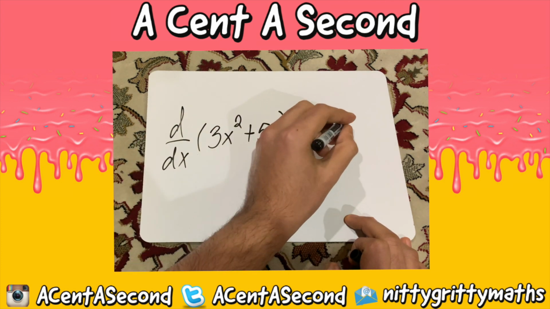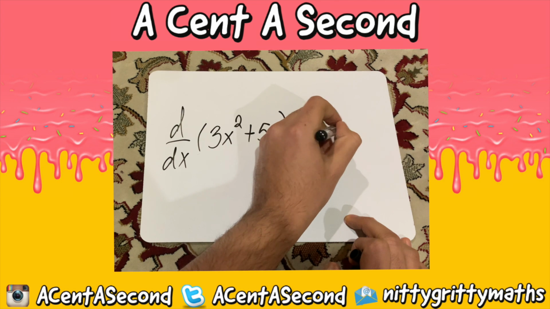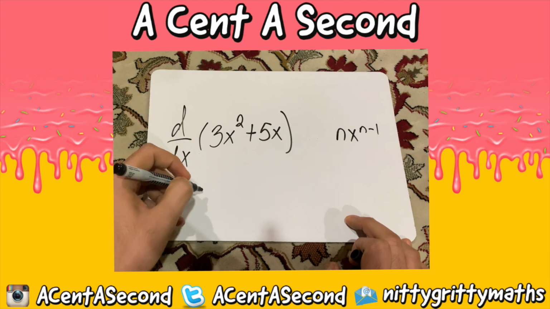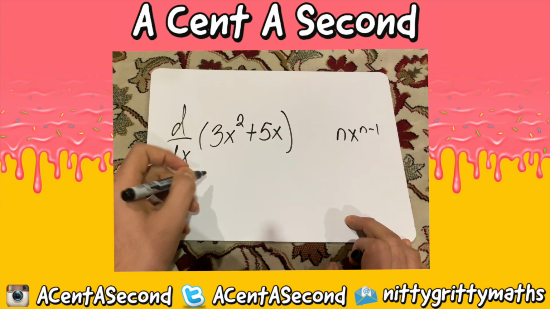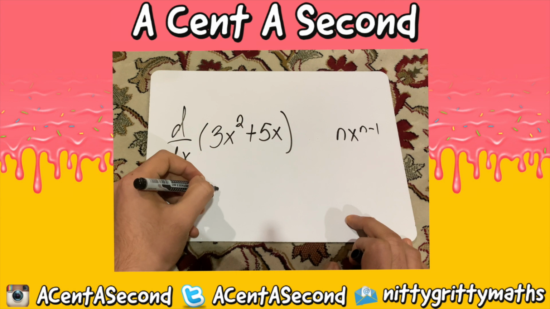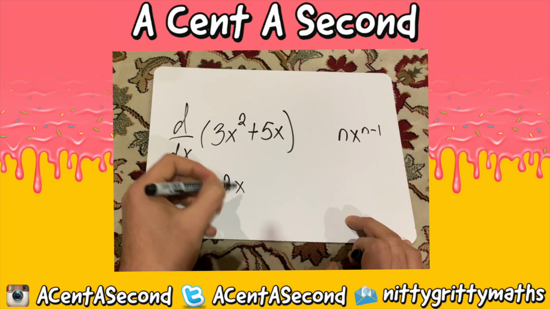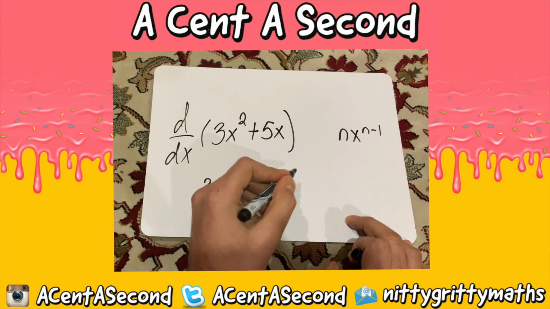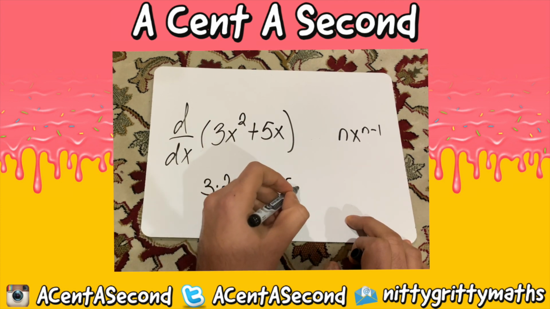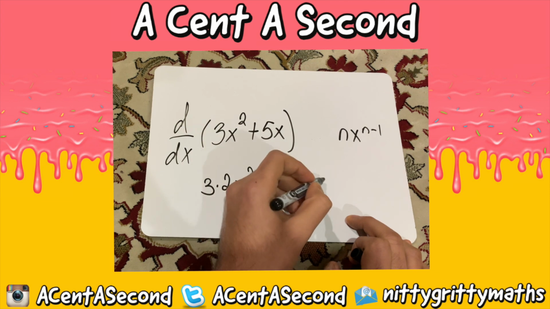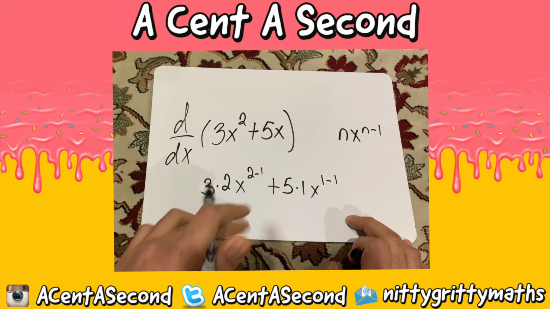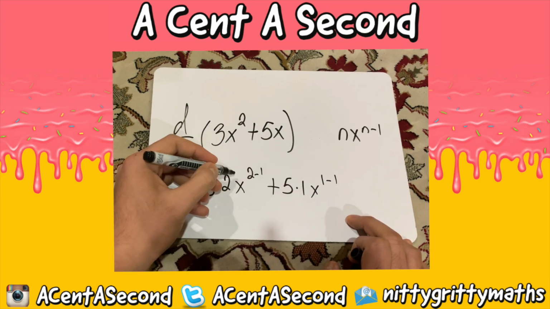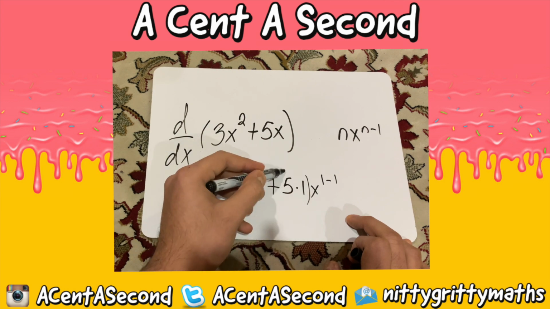And so our rule says that we take the power in front and then we minus 1 from the exponent. Well, here we're going to have 2 in front, so it's going to be 3 times 2, and then we subtract 1 from the exponent, which is 2 minus 1. Then plus 5 times 1, and then x to the 1 minus 1. So you have to be careful here that you don't mix up these numbers. So you want to put parentheses around this. That'll make it much more helpful.